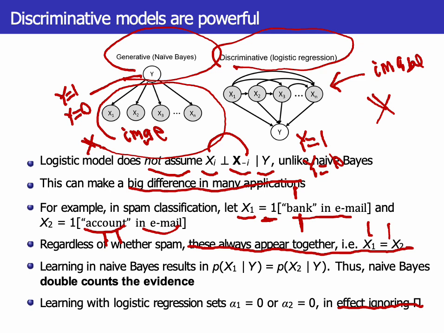Anyway, this is Bayes rule. And Bayes rule is powerful. However, it can double count the evidence.